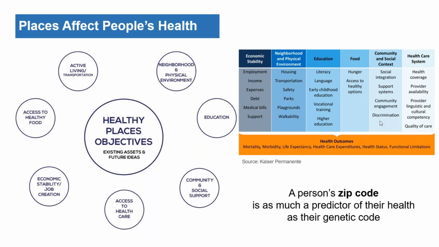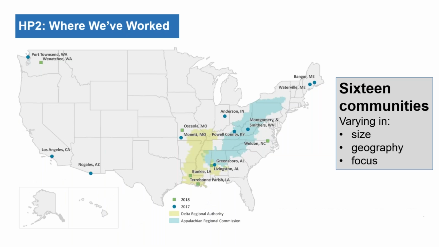And all of this recognizes the burgeoning research showing that a person's zip code is as much a predictor of their health as their genetic code. So places matter, and that's what we tackle through HP2.